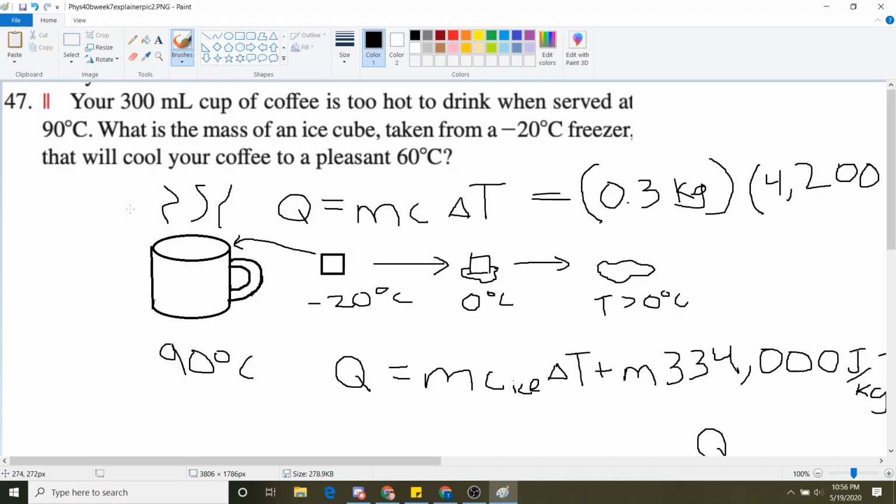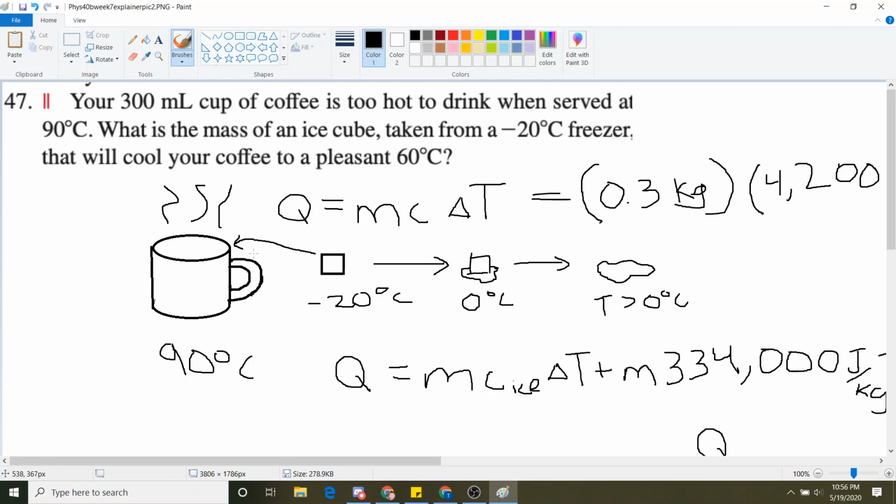Today we're going over problem number 47 in chapter 19, which asks: your 300 milliliter cup of coffee is too hot to drink when served at 90 degrees Celsius. What is the mass of an ice cube taken from a negative 20 degrees Celsius freezer that will cool your coffee down to a pleasant 60 degrees Celsius?